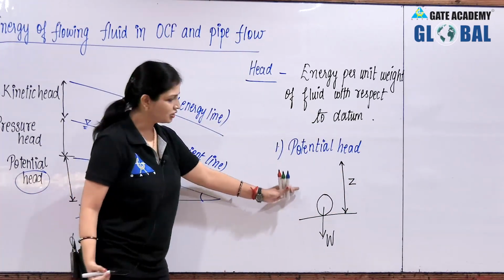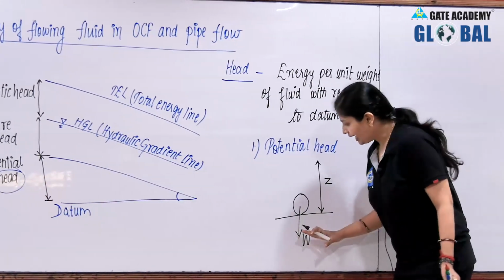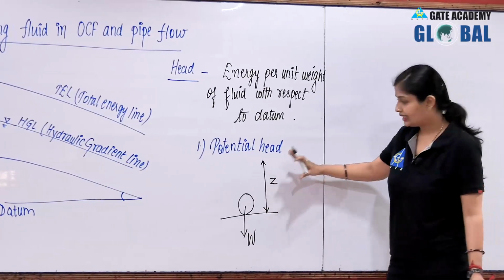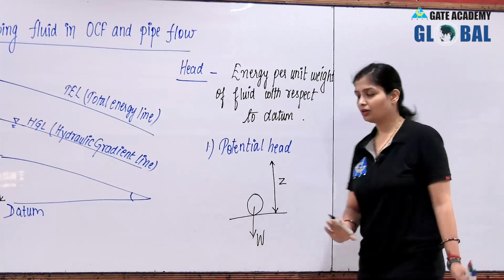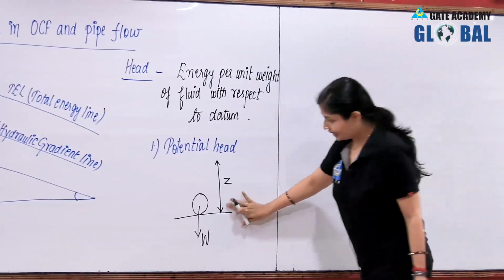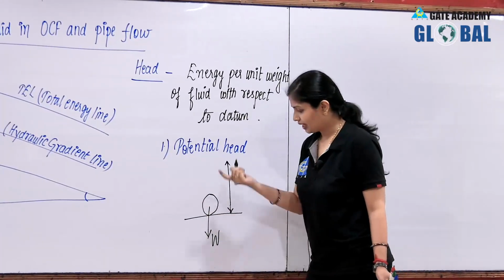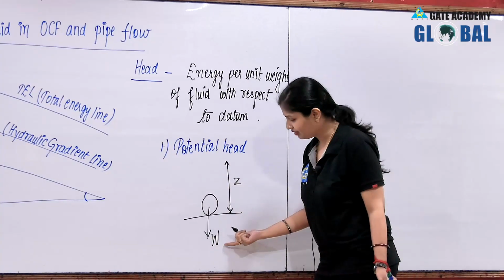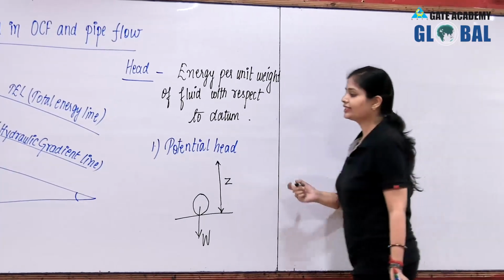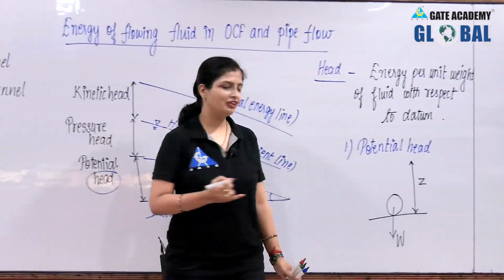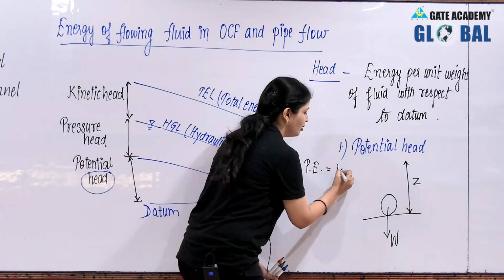If this mass or this weight of a substance is to be lifted to any height z, then what will be the potential energy? Come on, tell me. I'm telling it again that any substance, any body, any liquid, anything which is to be lifted to a height z, then the potential energy, in short we write it as P.E., will be W into Z.